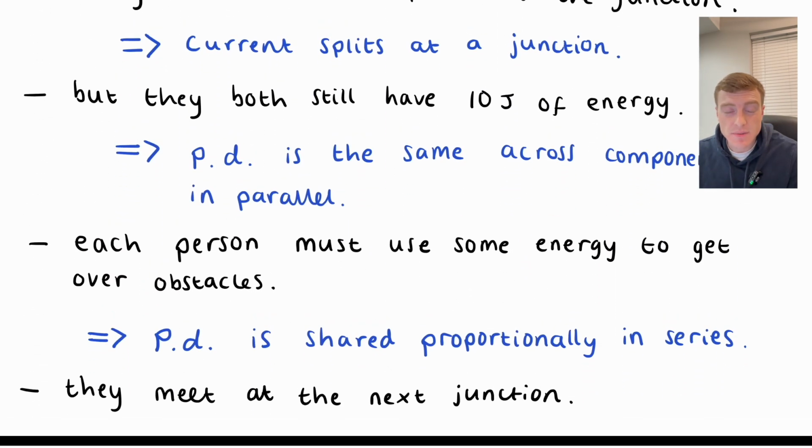This shows us that potential difference is shared proportionally in series, and that means that it's shared depending on how large the resistance is, i.e. how much energy is required to walk over that hill.